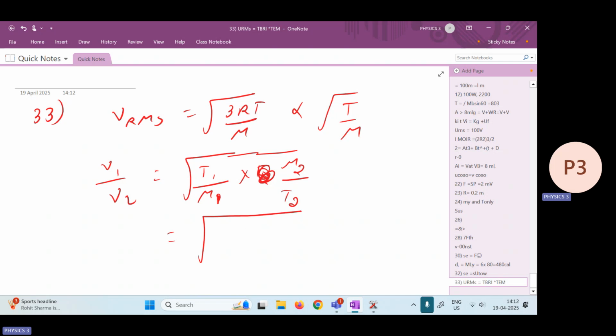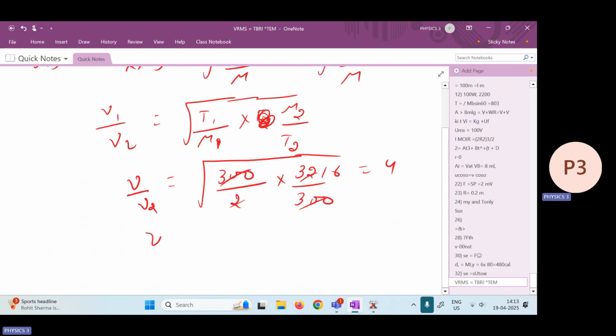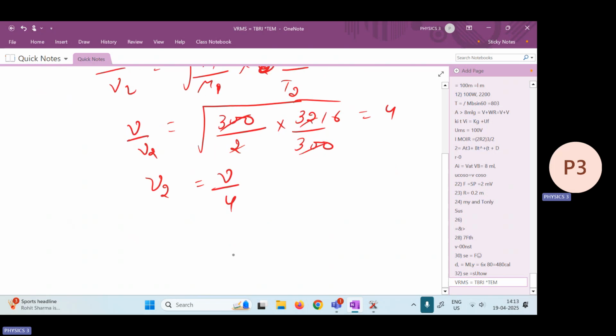T1 we have given is 27 degrees centigrade. If you convert this temperature into Kelvin, it will be 300. M1, the molar mass of hydrogen, is 2, and the molar mass of oxygen is 32. T2 we have also been given as 300, and V1 we have is V. V2 we need to calculate. So under root 16 is 4. So V2 will be V by 4. Okay. So option D, which says V by 4, is absolutely true in this situation.